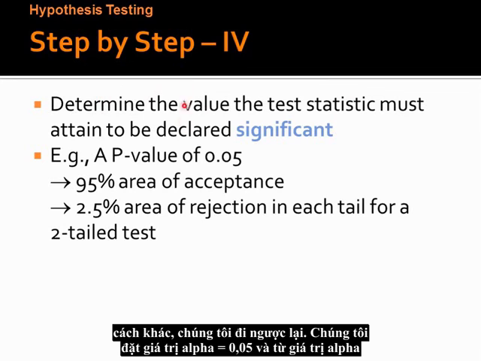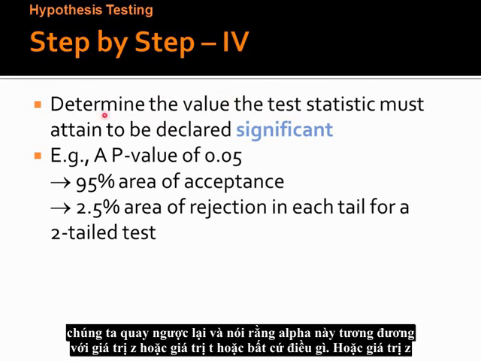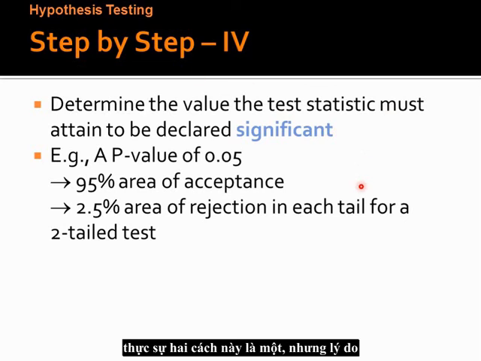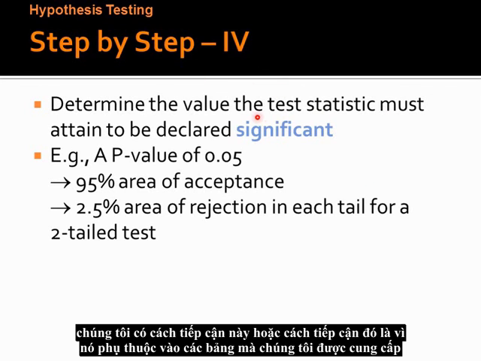We set our alpha value to be 0.05, and from the alpha value we go backwards and say this alpha is equivalent to a z value or a t value or whatever, a z value of a particular number, and then we say that my calculated z value has to be either above or below this particular z value. Okay, they are actually one and the same thing, but the reason we have either this approach or that approach is because it depends upon the tables we were provided.